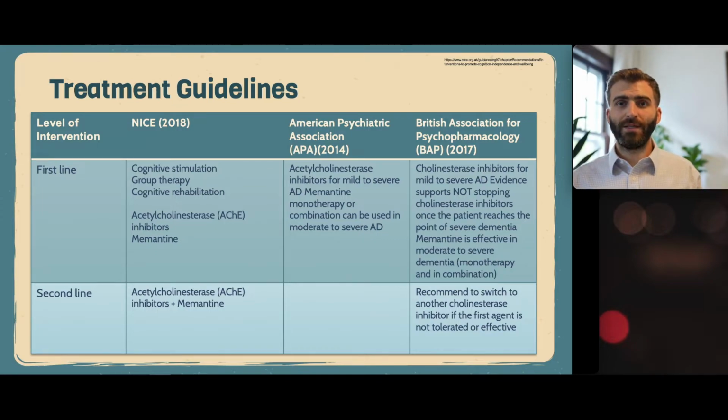Treatment guidelines can be seen here. There are a few non-pharm things that can be done, such as cognitive stimulation, group therapy, and cognitive rehabilitation, but most of the guidelines recommend acetylcholinesterase inhibitors, memantine, or possibly a combination of acetylcholinesterase inhibitors and memantine.